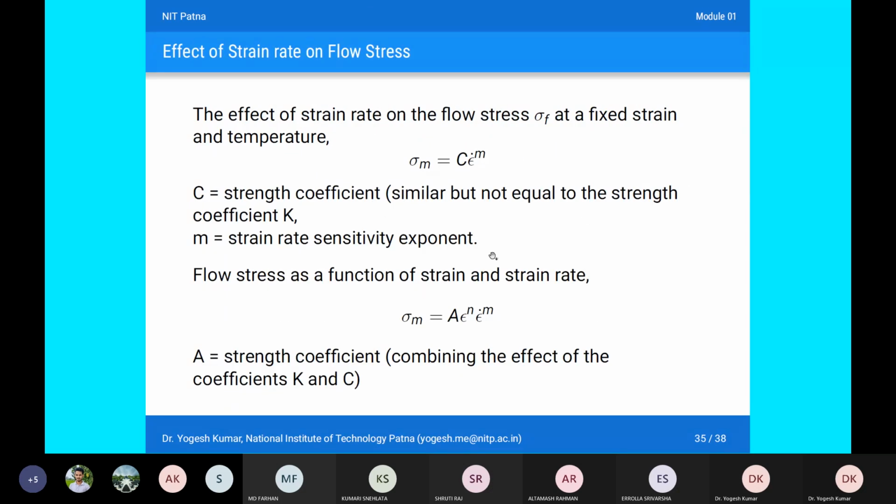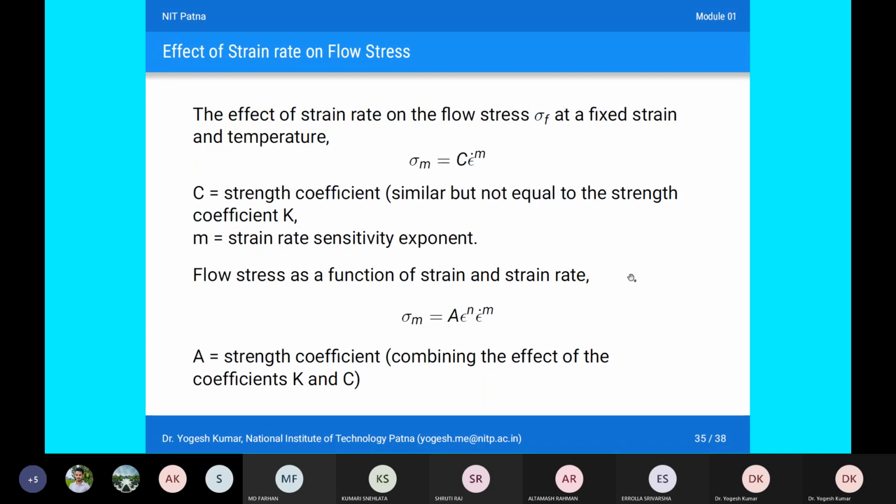I have directly taken these formulas. I have not gone through how these formulas were derived by different researchers, but for understanding the effect of strain rate on flow stress, these formulas have been taken directly, and they will be used in your numerical problems.